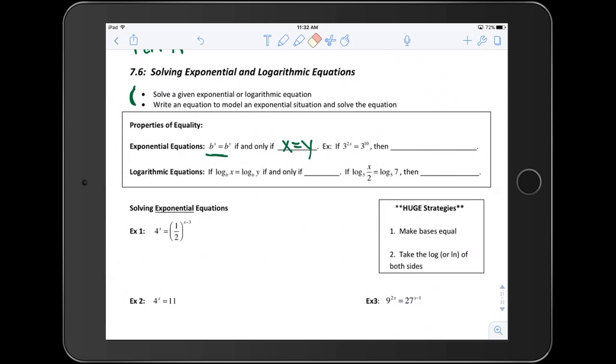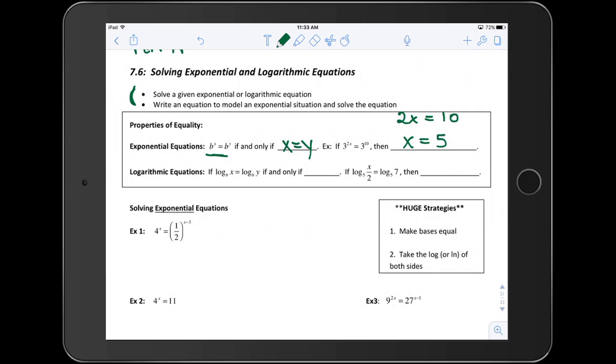So again, here's an example over here. If 3 to the 2x equals 3 to the 10th power, because they have the same base, you can set those exponents equal to each other. So I'm setting these exponents equal to each other and solving. If I solve, I divide both sides by 2, and you get x is equal to 5. And to test it, you can plug 5 into x. 2 times 5 is 10, so 3 to the 10th does in fact equal 3 to the 10th. So that is the properties of equality for exponentials.